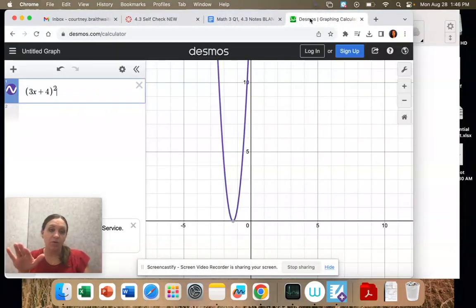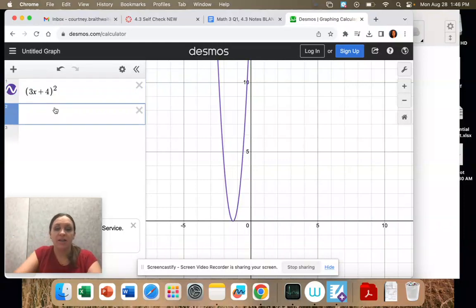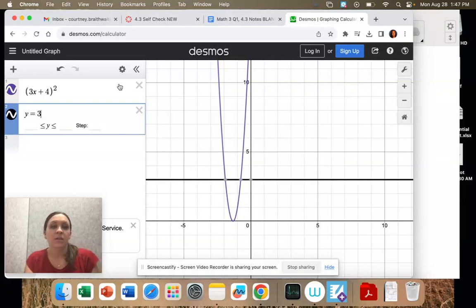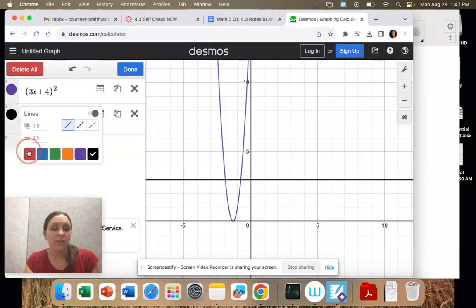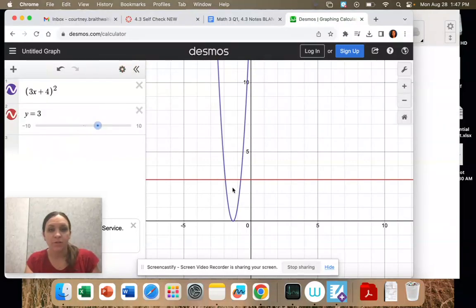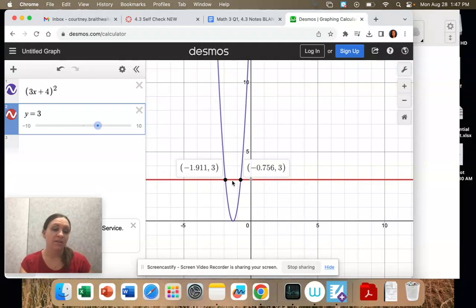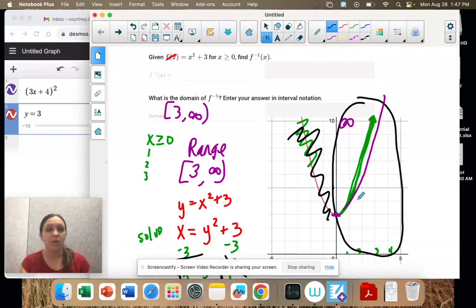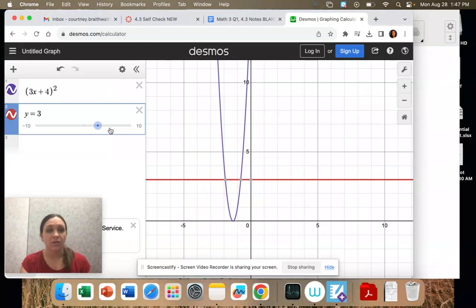So when we have a parabola, remember it's not 1 to 1 if we take a horizontal line and it crosses at 2 points at one time. Because there are 2 points through that parabola, it's not 1 to 1. So just like our last problem, we like to cut the parabola in half. That makes it 1 to 1.